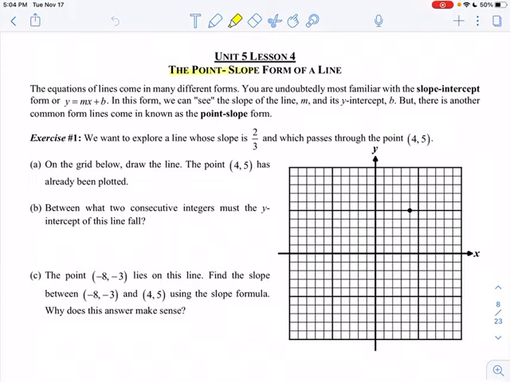This is Unit 5, Lesson 4, and today we're going to talk about the point-slope form of a line. So far we talked about slope-intercept, which means I have a slope and a y-intercept, but in geometry we actually use point-slope form more. So that's what we're going to do in this first example.